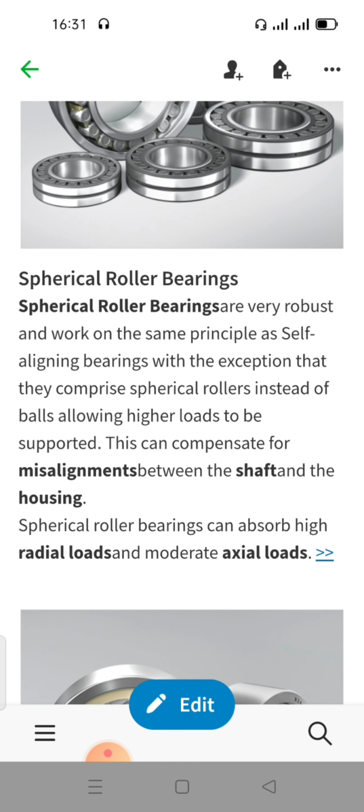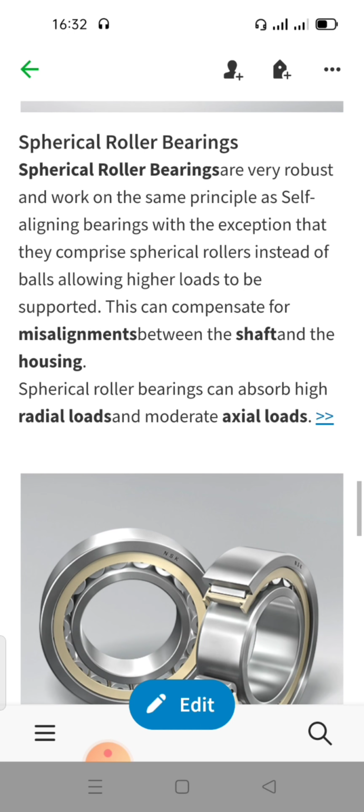So when there is a misalignment, in ball bearing I have also told, but here the load is more that ball bearing cannot take. Load is more and small misalignment is also there. So in this case, spherical roller bearings can compensate a small amount of misalignment. Okay, so that the system or pump does not get damaged so quickly and bearing gets a longer life. Okay, so they have a very high radial load and a moderate axial load.